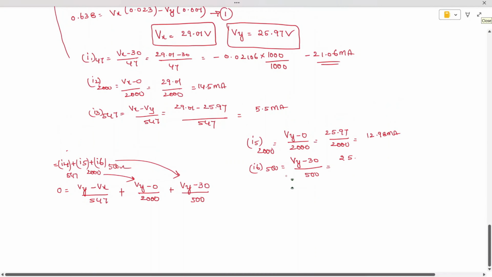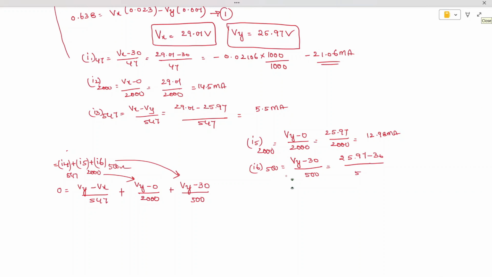The value of Vy is 25.97 minus 30 divided by 500. When you perform it, you are going to get minus 0.00806, and you multiply with 1000 and divide with 1000. This 1000 I can write down as milliamperes, and when you multiply it, it is nothing but minus 8.06 milliamperes.